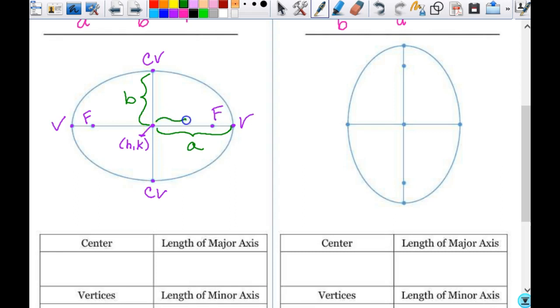The distance from the center to a focus is what? C. And that's why I don't want to put C for center, because it's hard to tell which is capital, which is lowercase. So this line segment here, what is this thing called? The major axis. And that means the other one is the minor axis.